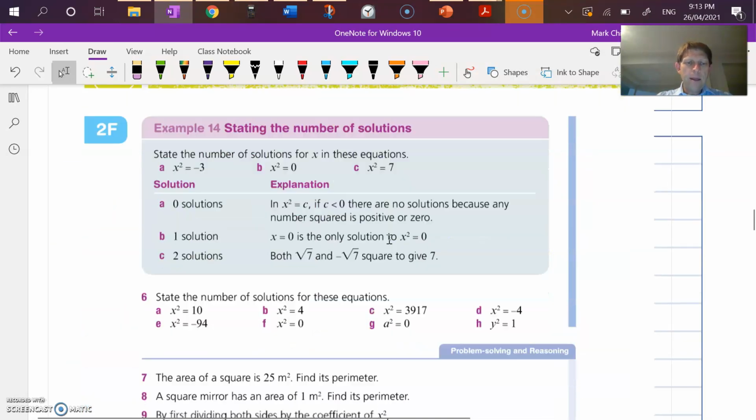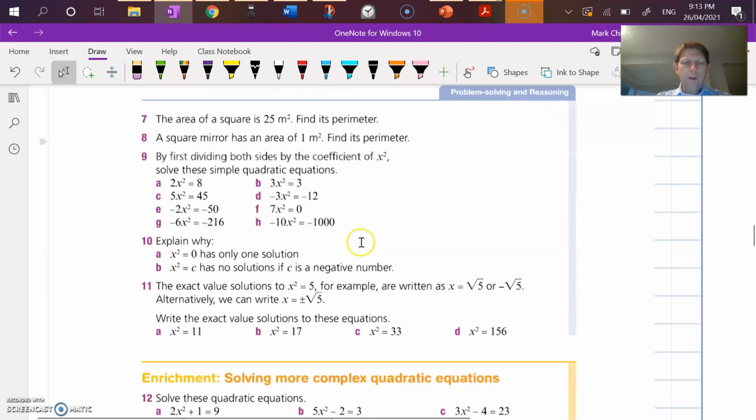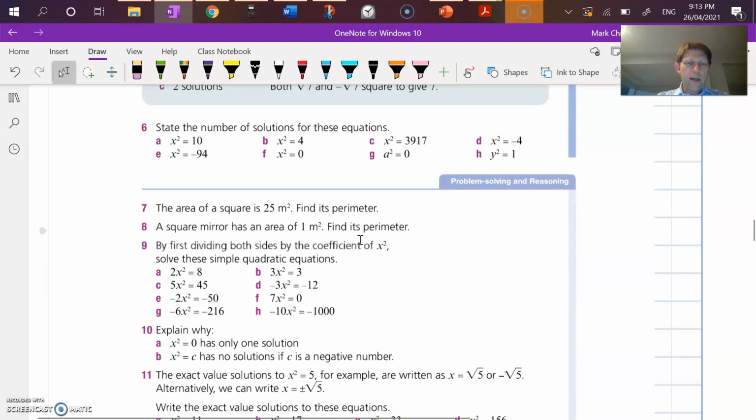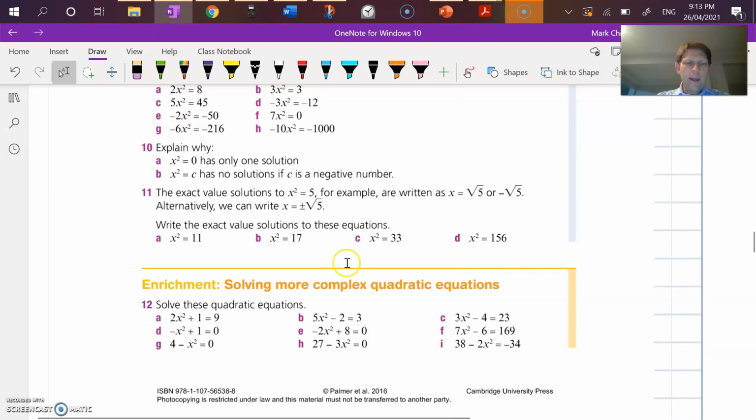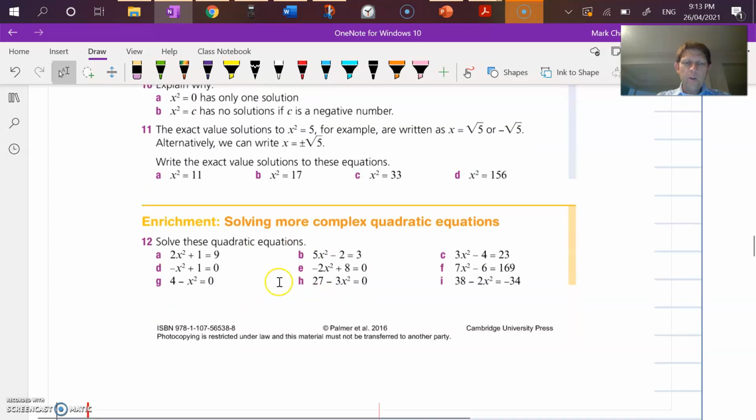And then question 6 asks you about whether or not there's going to be 1, 2, or no solutions for each of those. And for those of you that are pushing up there and having a go, 9 is a little bit harder, but not impossible. Just a little bit more work. And 12 is a really good one to test your knowledge of the area. So if you're finding this easy, make sure you have a go at some of those in 12.